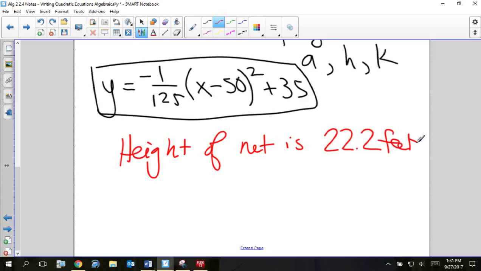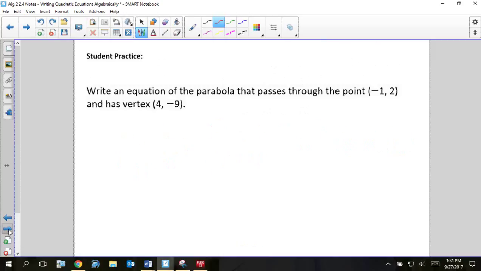Let's turn the page and go to the next question. What's the next one say? Student practice. That means you get to try it. So first of all, what information is given? Vertex and point. Okay, so the vertex is what letters? H and K. H, K, and then the point is X, Y. And what form are we going to use? Vertex form. So you try it, and then I'll go over it.